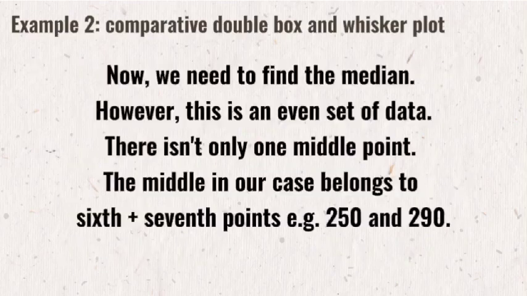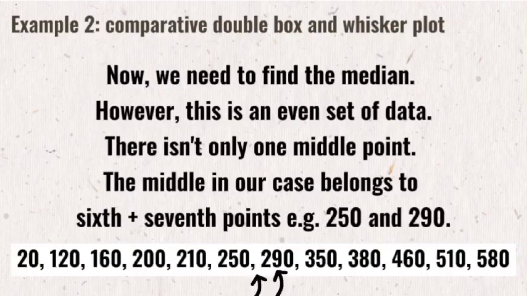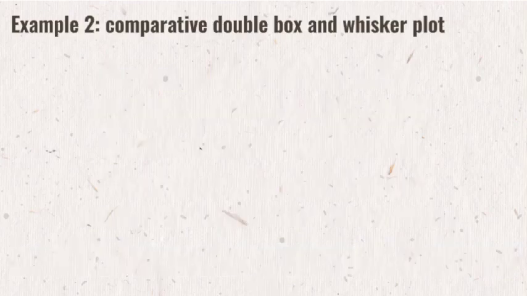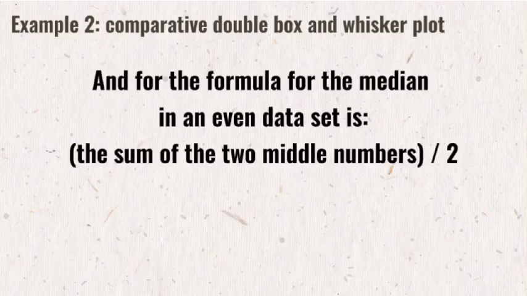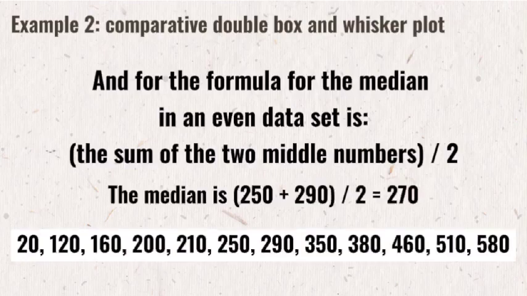Now, we need to find the median. However, this is an even set of data. There isn't only one middle point. The middle in our case belongs to the 6th and 7th data points, namely 250 and 290. The formula for the median in an even data set is the sum of the 2 middle numbers divided by 2. The median is 250 plus 290 divided by 2, which equals 270.